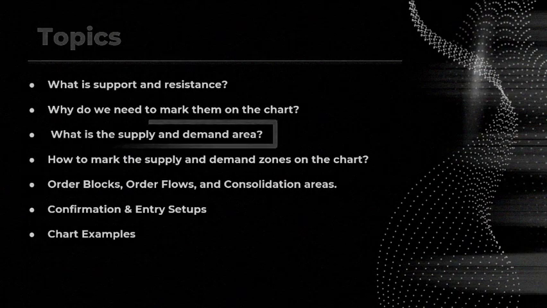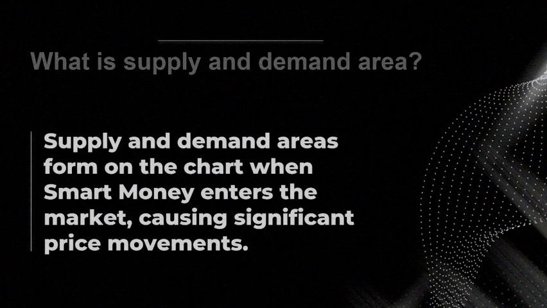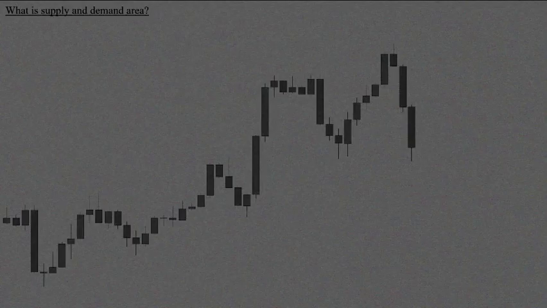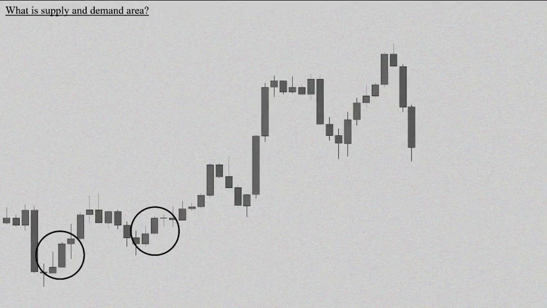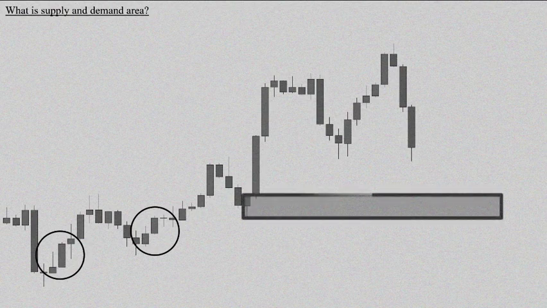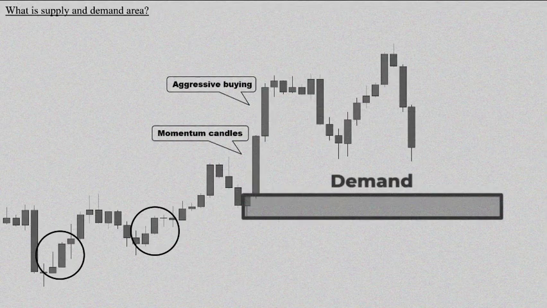Now, what is the supply and demand area in smart money concepts? Supply and demand areas form on the chart when smart money enters the market, causing significant price movements. We can't refer to it as a demand zone when we have rejections with multiple small candles. A valid demand zone forms on the chart when the market prints large candles, indicating aggressive buying pressure. The momentum candles tell us that big institutions, banks, hedge funds, or basically the smart money, is in the market.